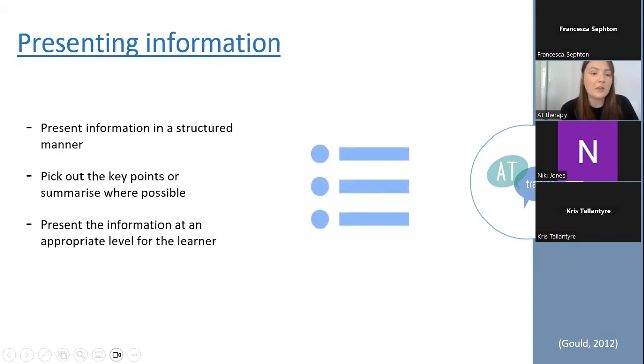So, presenting information. Sometimes there's going to be a lot of information within a session, so presenting it and structuring it in a structured manner is really going to help the learner. Where possible, pick out the key points and summarize. It's also important to remember to present the information at the appropriate level for the learner.